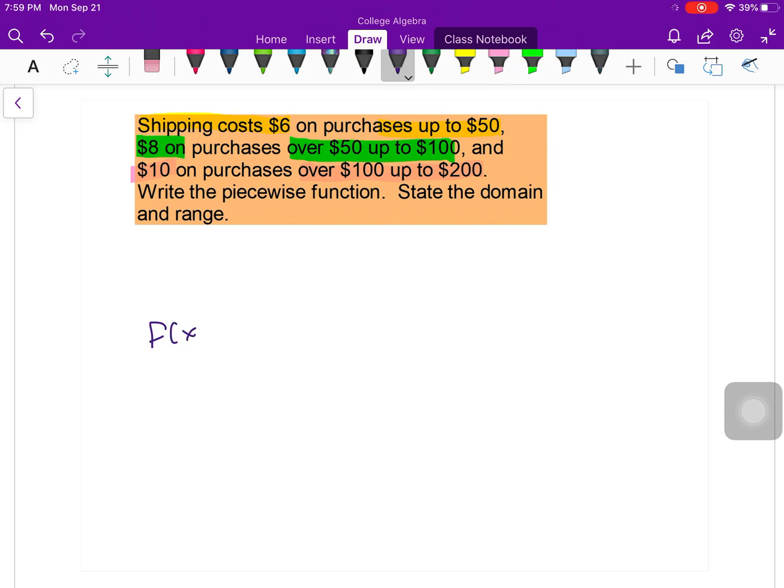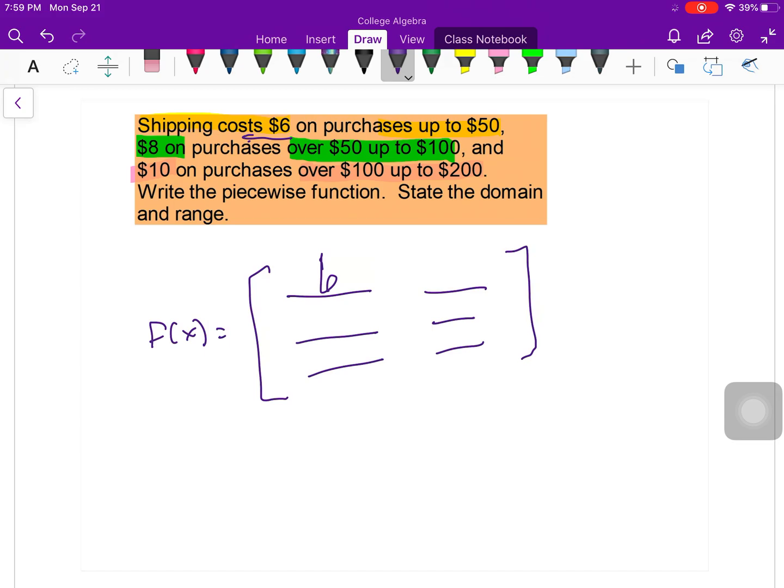Write the piecewise. So f of x equals, and this time I see 3 pieces. So shipping cost of 6, so that's a flat rate of 6, so there should be no x. Y is 6. Up to $50, so that means over 0, but up to 50 would be 50 or less. Then I see $8 over 50, but up to 100. And then I see $10 over 100, but up to 200.